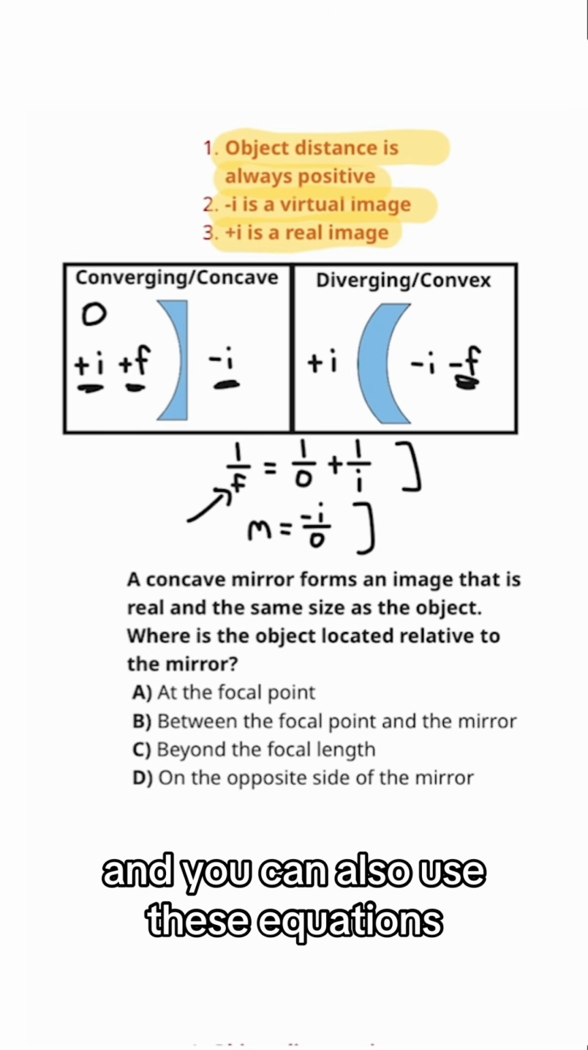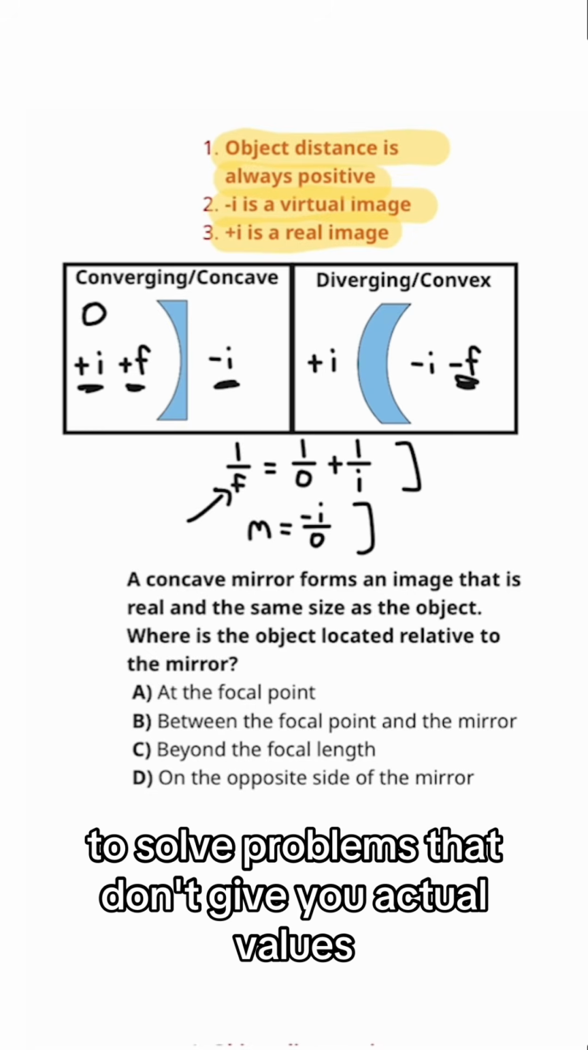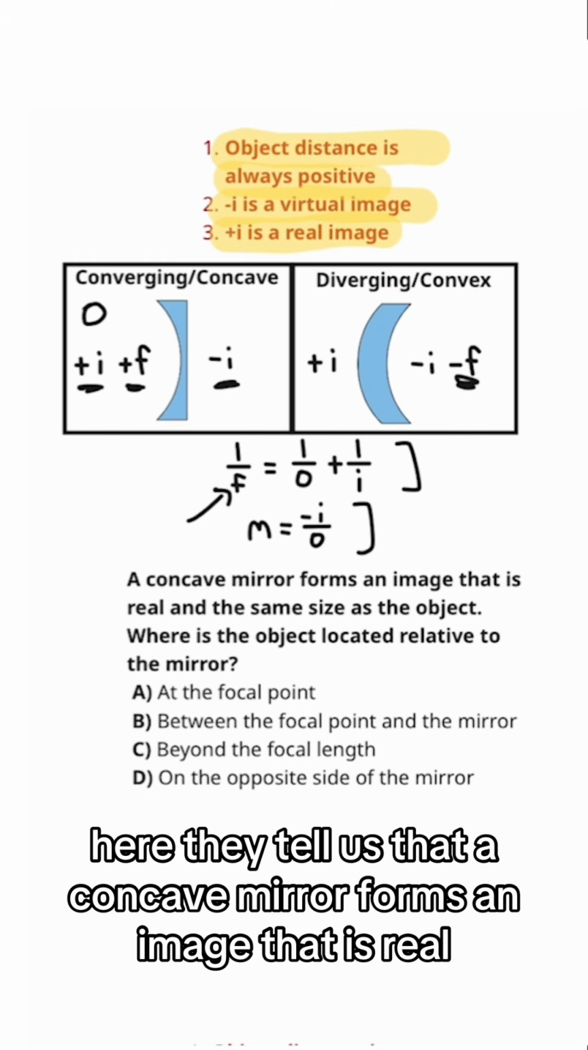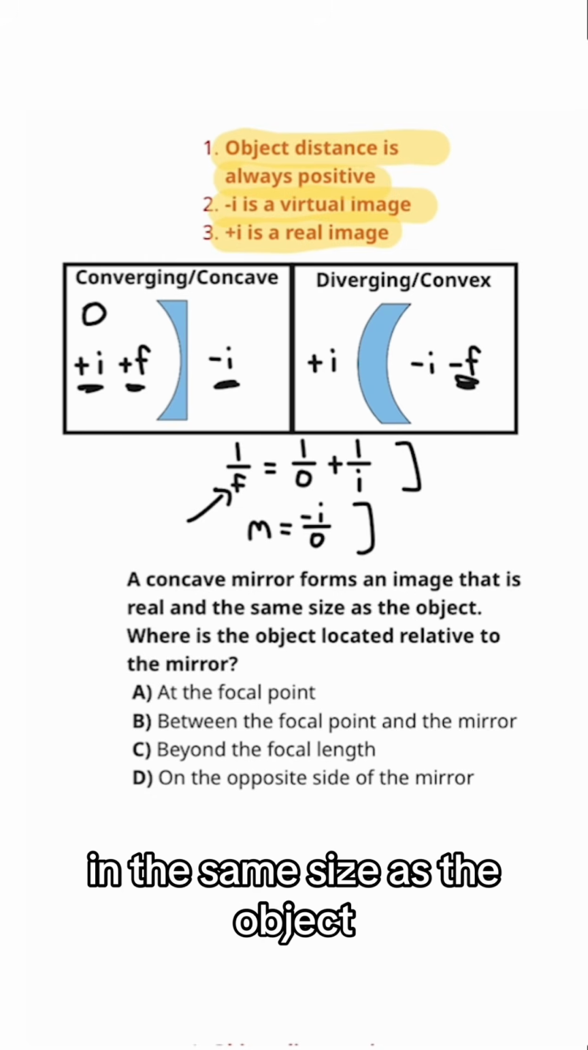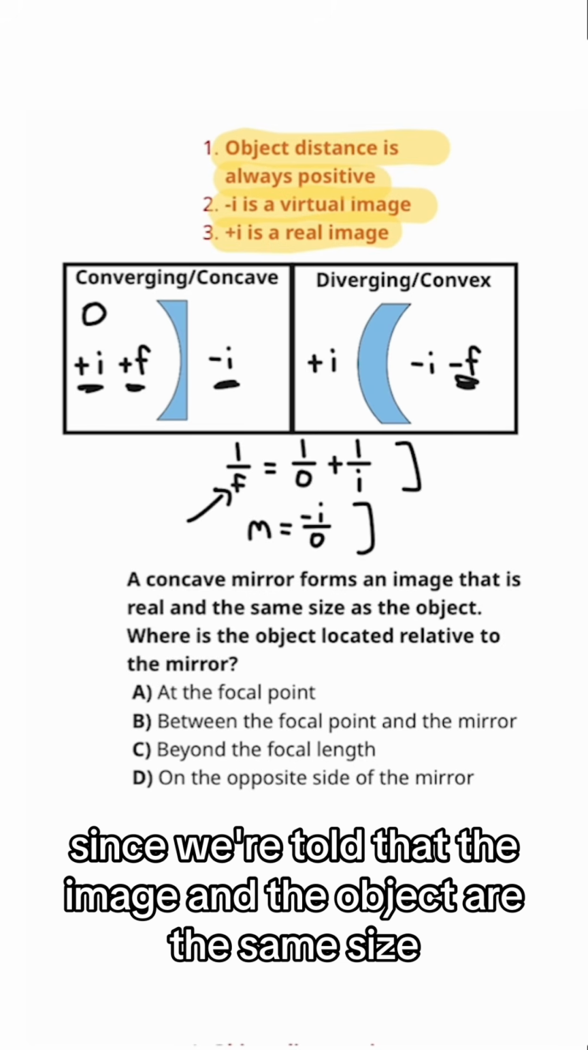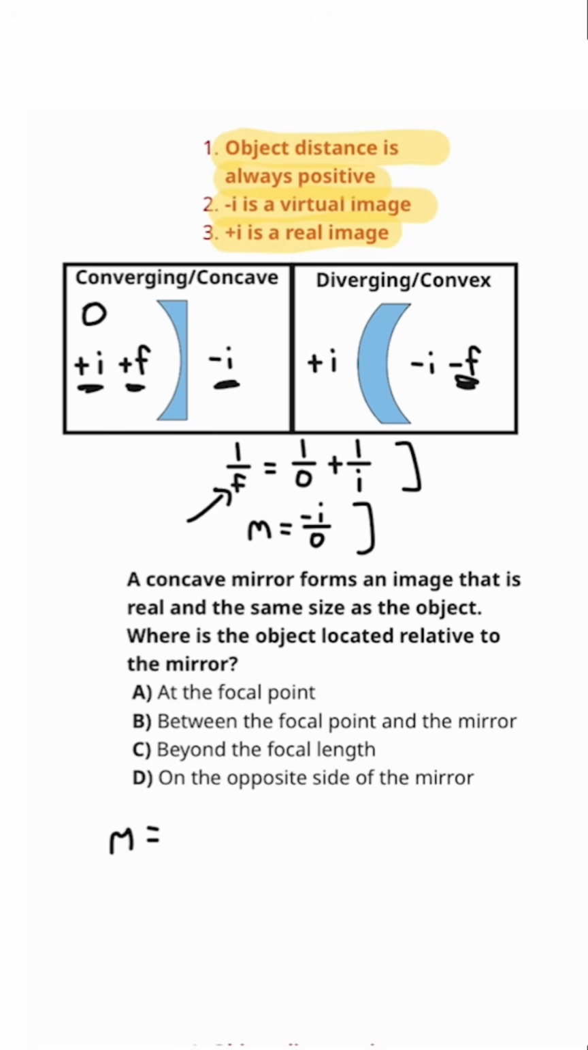And you can also use these equations to solve problems that don't give you actual values, which we have in this example below. Here they tell us that a concave mirror forms an image that is real and the same size as the object. Where is the object located relative to the mirror? Since we're told that the image and the object are the same size, that means that m is equal to 1, so I equals O.